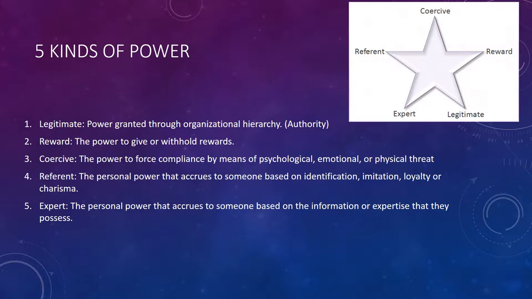Referent power is the personal power that occurs to someone based on identification, imitation, loyalty, or charisma. And expert power is the personal power that occurs to someone based on the information or expertise that they possess, such as any information that anyone else would need to know that they don't know.